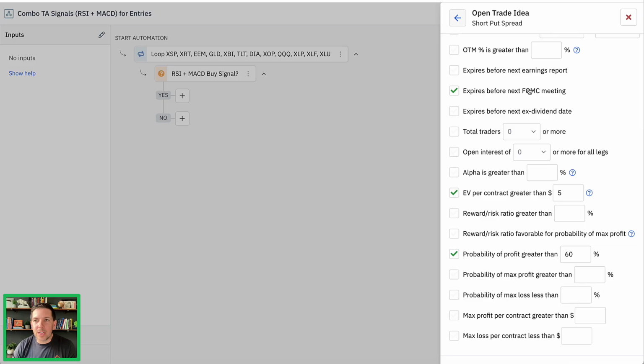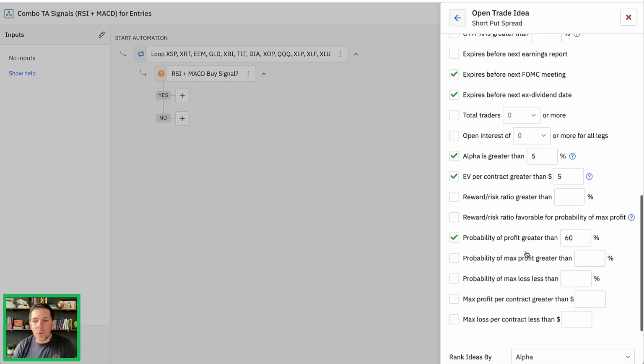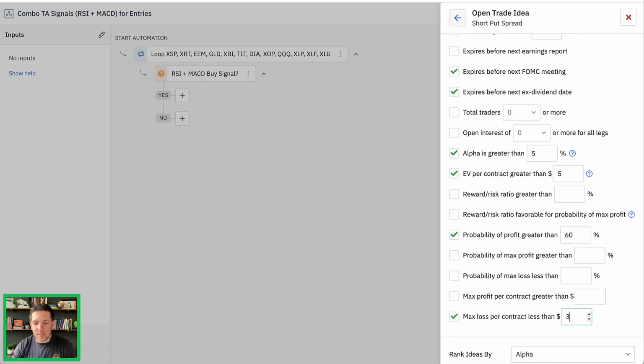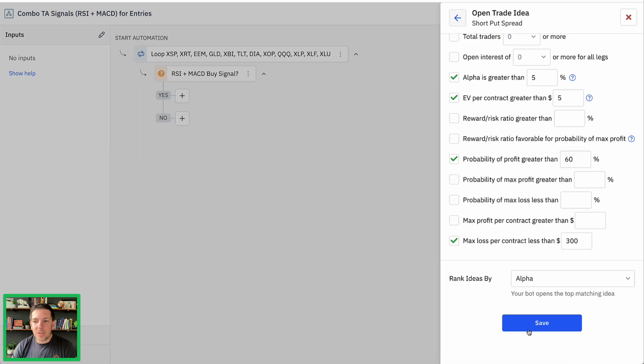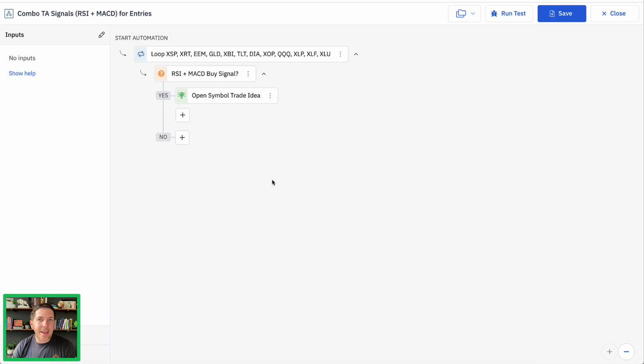Maybe expires before the next FOMC meeting. There's no ex-dividends, right? The alpha is greater than, let's say, 5%. I mean, whatever you want to put in here, you put in all of that stuff. Max loss per contract, less than $300. This is basically your shopping list of trade ideas. And so what you're going to do is say, okay, if I get this signal on any of these indicators or any of these stocks, then get into this trade, get into the best opportunity here ranked by alpha, but it's got to meet all this criteria first. And so then you would go here and save this. And now you have basically an automated way to look for bullish positions when you get that buy signal.